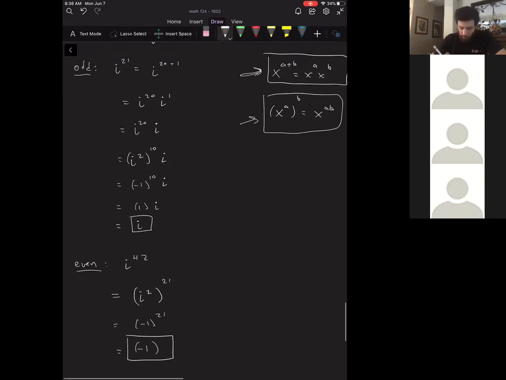So these are the only two types of problems we can have. We either have i to an odd number or i to an even number. If we have i to an odd number, it'll always be this number of steps, and exactly these steps. And if we have i to an even number, it's always going to be these steps, and exactly the same number of steps. Okay, I think that's everything from this section. Let's move on to section 3.2.